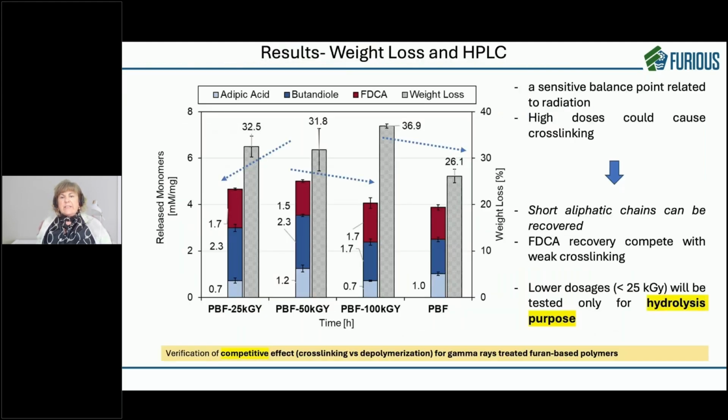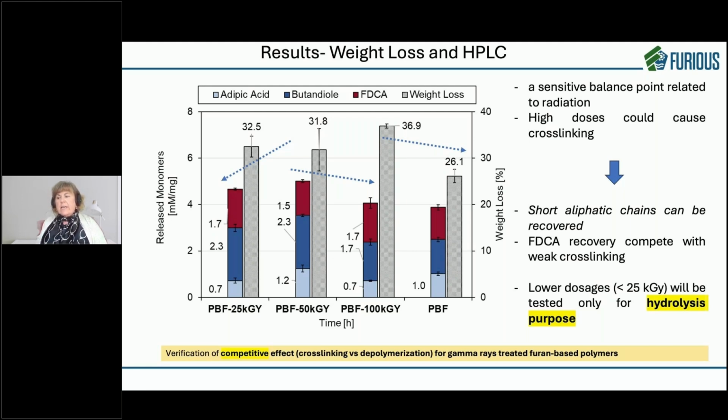Here are the results that correlate the weight loss and the release of monomer according to the dose of gamma radiation used. As you can see, we have two competitive effects. If we use very high doses, cross-linking could prevail over chain scission. In this case, we reduce the amount of monomer release and we reduce the weight loss.